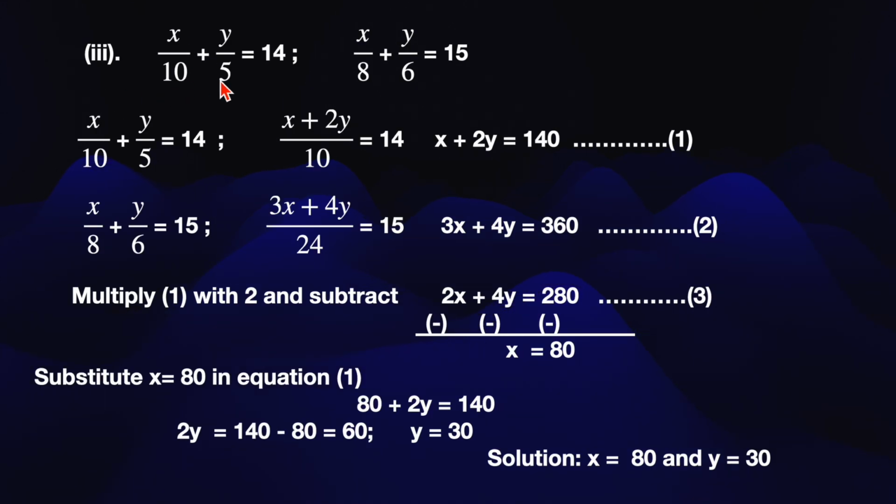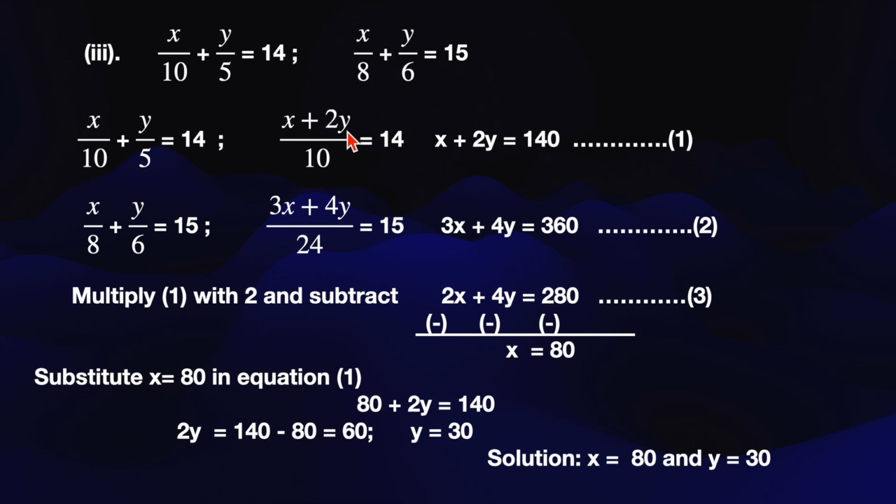You can see these are the two linear equations. They are not in the standard form. So the first thing we are going to do is convert them into standard form. Let's take the first equation. What is the LCM here? 10. Simplify here, so this will be 2y upon 10.